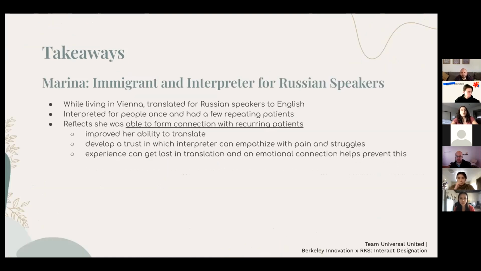Lastly, Marina, who by coincidence is an immigrant and also had experience interpreting, so she was on both sides, reflected that she was able to form a better connection with repeating patients than with people that she interpreted once and never helped again. She believed this came from her development of trust with the interpreter and the patient, and that this could lead to an increased sense of empathy with the patient's pain and struggles, which is an experience that can get lost in translation due to the language barrier. And so an emotional connection helps prevent this.